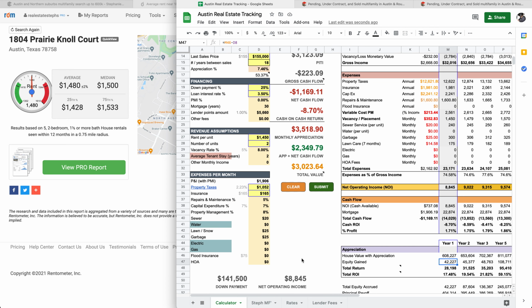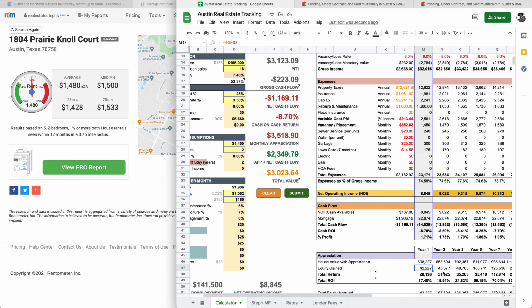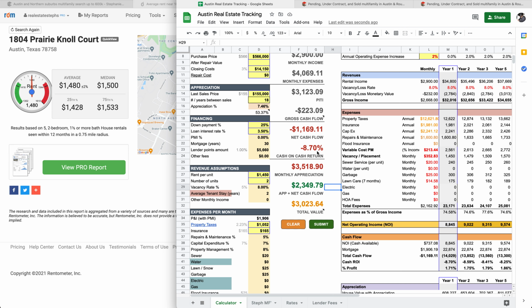So at this rate of appreciation, 7.5%, we're gaining around $42,000 in equity, assuming that trend continues to hold. If you divide that out per month, that works out to around $3,500 a month. So what I do then is add these both together to take into account cash flow plus appreciation, which gives me a certain number. Then I have this total value number, which I kind of forget what it means. Oh, plus principal reduction, I guess, because over time it builds.